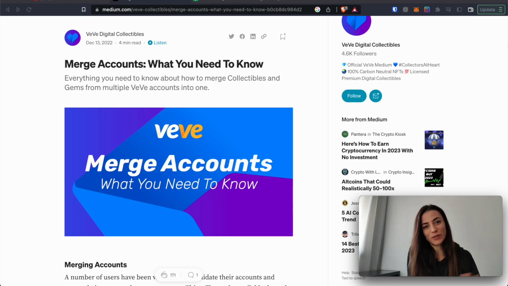So today I want to cover merged accounts. As most of you are aware, since the beginning of this month, we finally got the ability to merge accounts on Veve. For those of you who are new to Veve, basically before the introduction of KYC, a lot of users were setting up multiple accounts to increase their chances on drops.